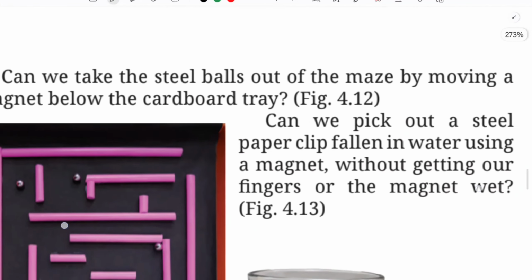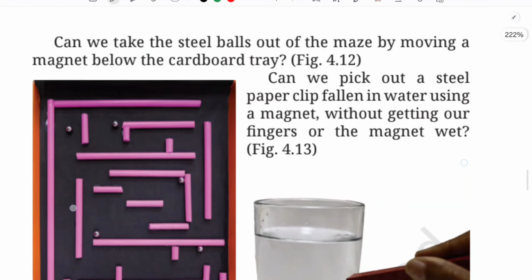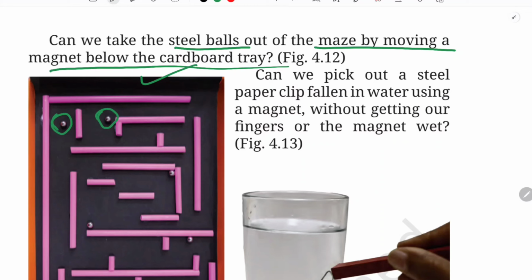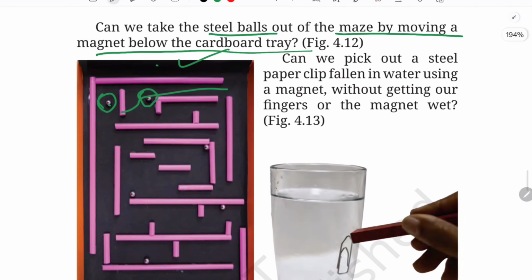Next, what activity can we do? We can do this with this game board. Can we take the steel balls out of the maze by moving a magnet below the cardboard tray? Yes, in this game, when you move a magnet below this cardboard, the steel ball moves and you can take it out easily, because we have just learned in our experiment that magnetic effect can pass through wood, cardboard sheets, paper, glass, plastic, anything.